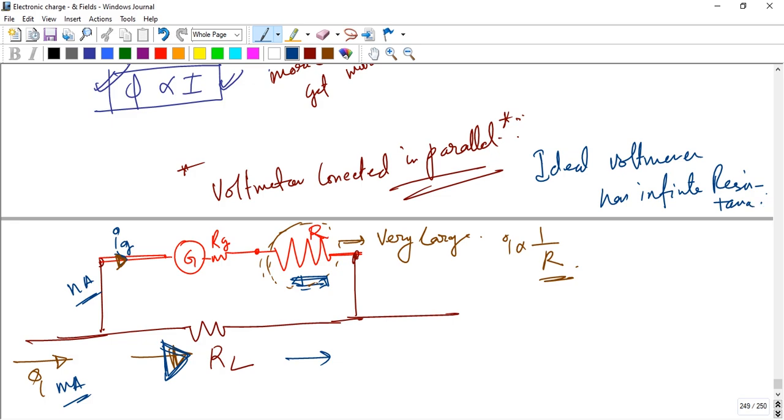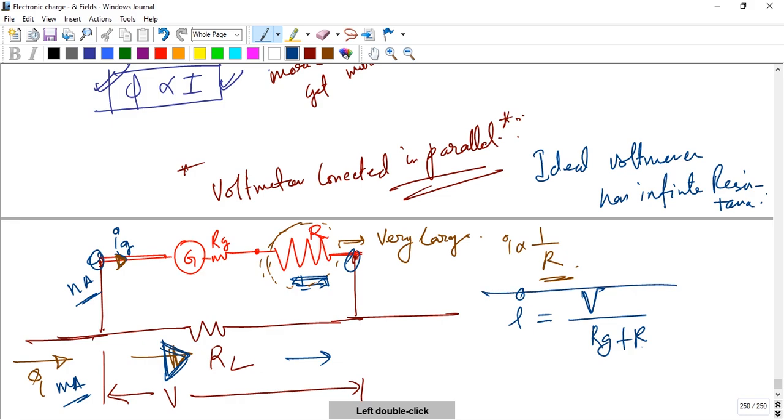Suppose now the Ig current here, and suppose the potential drop is V. Apply Ohm's law: V equals IR, and suppose this is also V here. Same V equals IR, where R equals Rg plus this huge resistance, not the load resistance. That's how we get the Ig current.